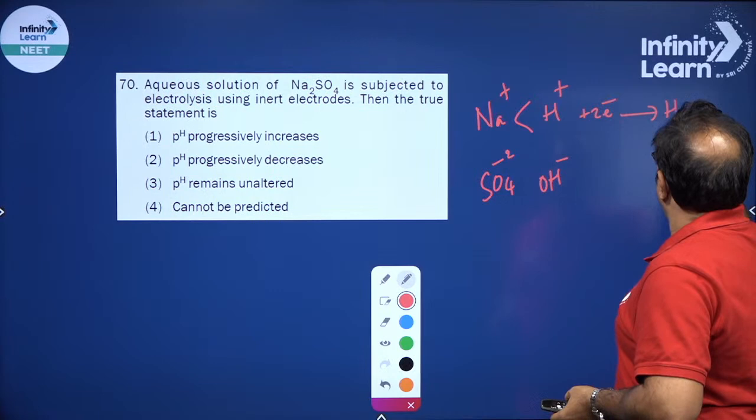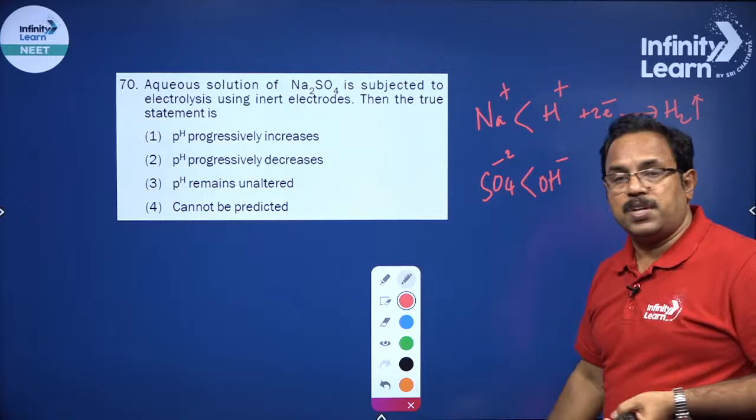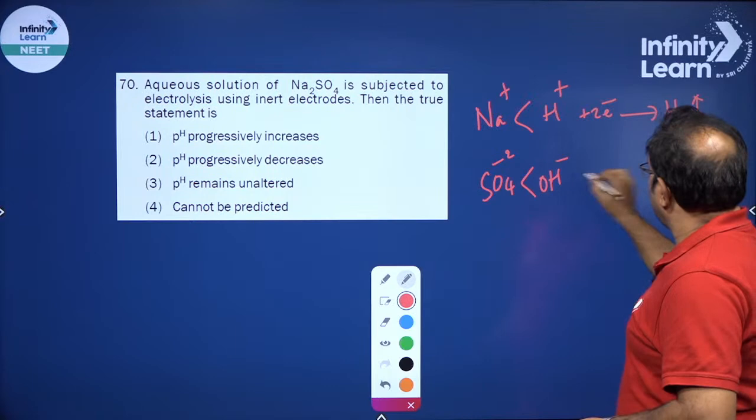And there is an oxidation potential. OH minus will have more oxidation potential than sulfate. Whenever it oxidizes, it will liberate oxygen gas. These are the important byproducts.